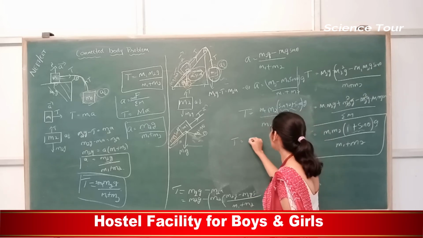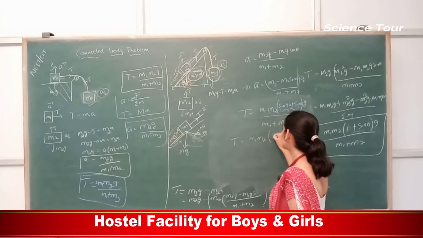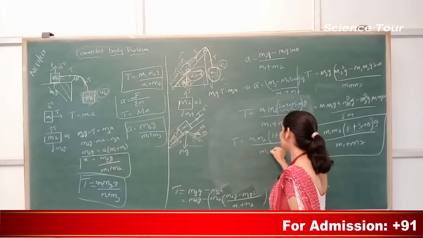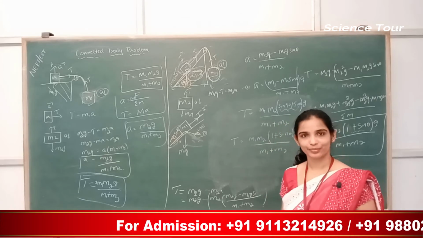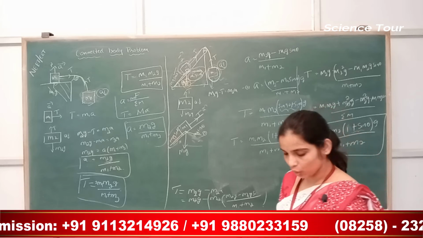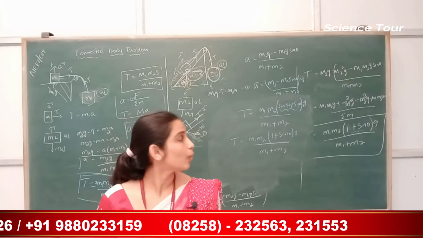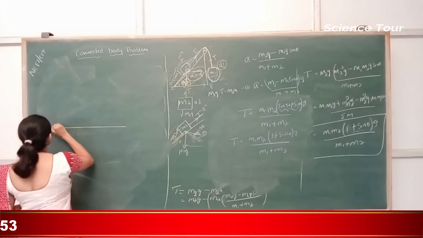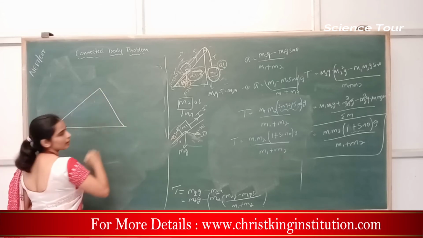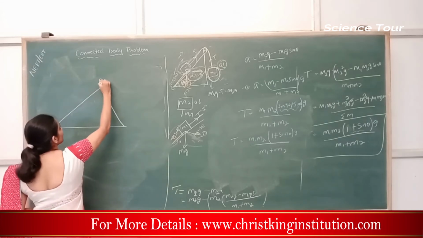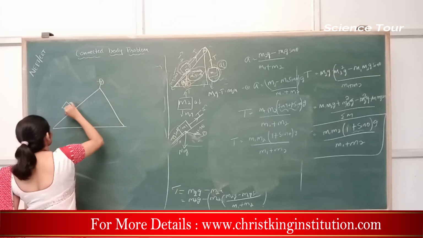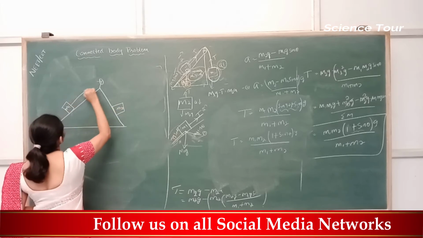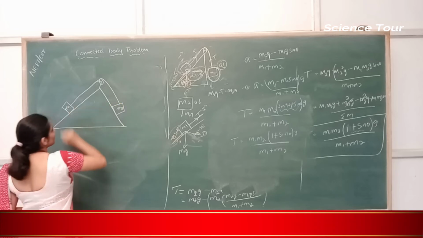Now how can I write this? Tension is equal to m1 into m2, sin 90 which is 1, plus sin theta, into g, divided by m1 plus m2, correct? Okay, to be even more clear, let me take one more example. Here I consider an inclined surface this way, okay? There is one pulley and there are two masses, mass m1 and mass m2. They are connected through a string passing through the pulley.